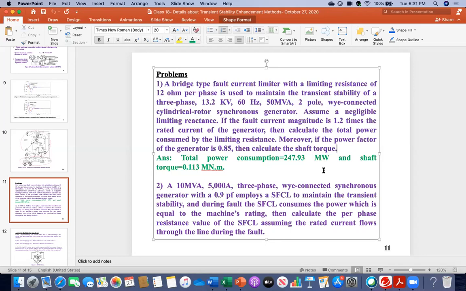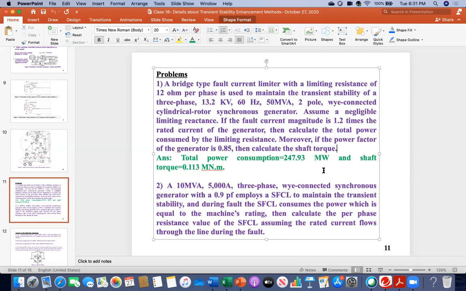Kamana, did you get the torque value the same? No, Dr. Ali, I'm still working. Okay. So Manoj, did you get the power consumption value the same? Yes, Dr. Ali, I got it. Okay. Lakshmi? Yes, Dr. Ali, I got the same value for power consumption and I'm working on shaft torque. Okay, great. Amani?